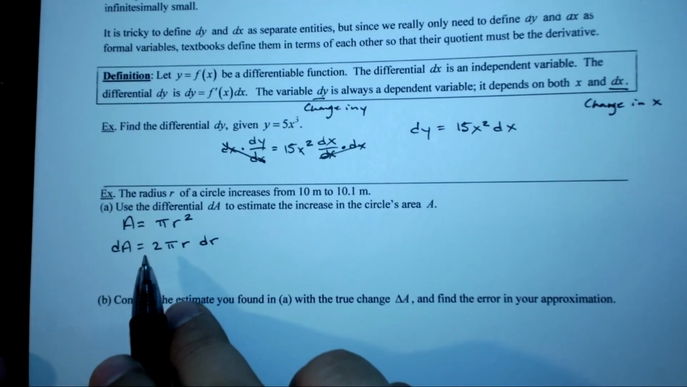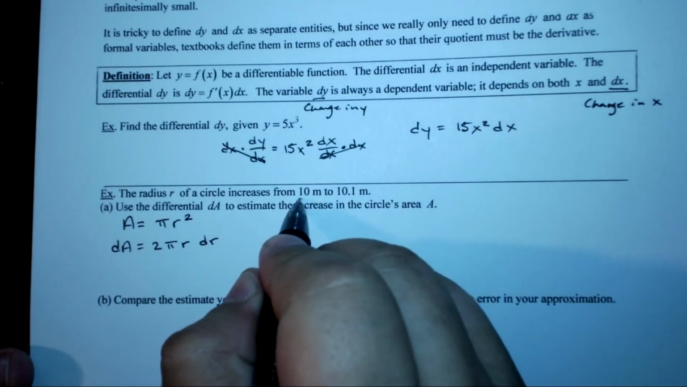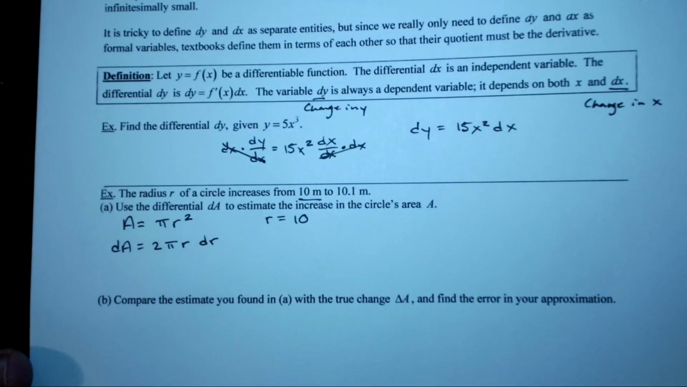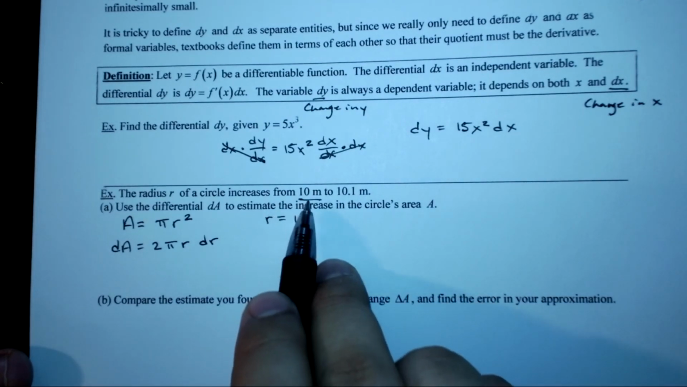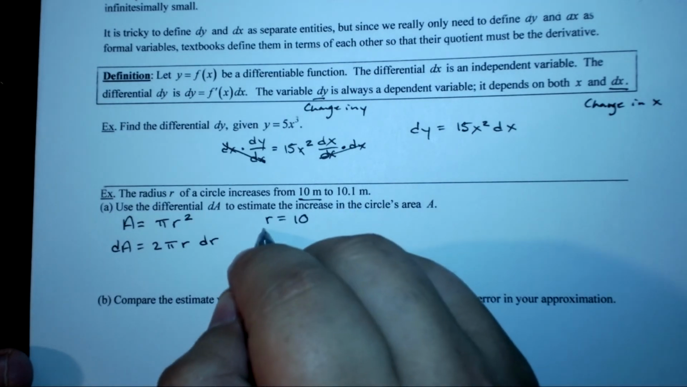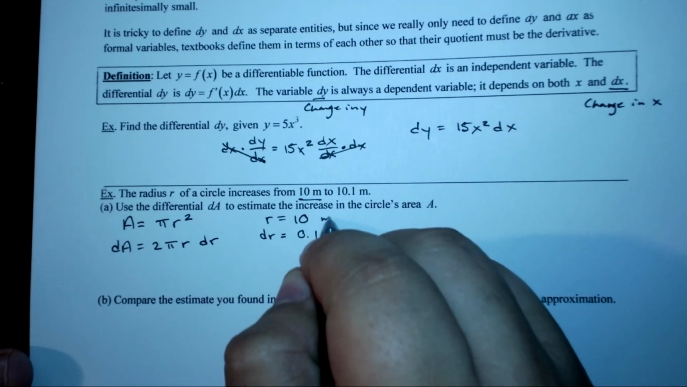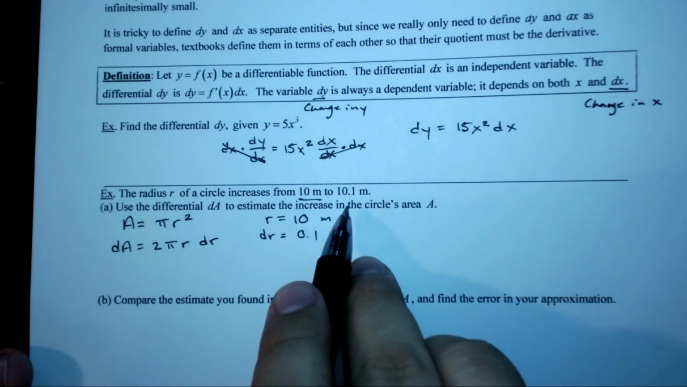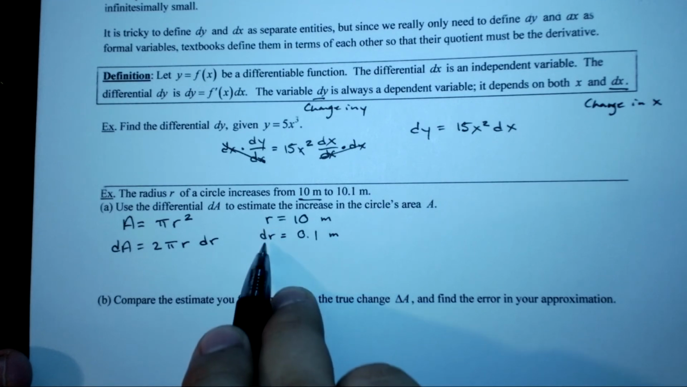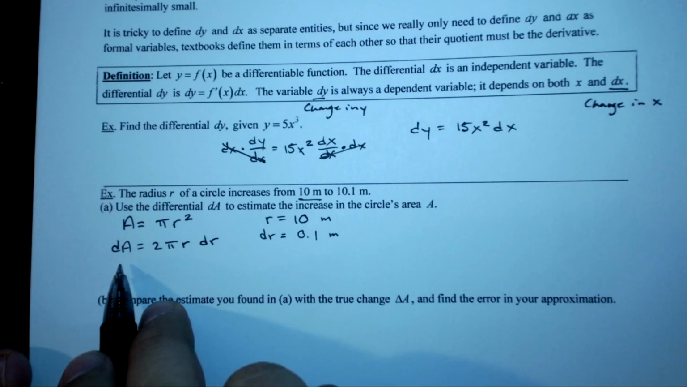We know that the radius to begin with is 10, so r is equal to 10, right? If the radius increases from 10 to 10.1, then what's the change in the radius? Well, the change in the radius dr is equal to 0.1 meters. So that's where our dr comes from. We know what r is, we know what dr is, so now we can solve for dA.